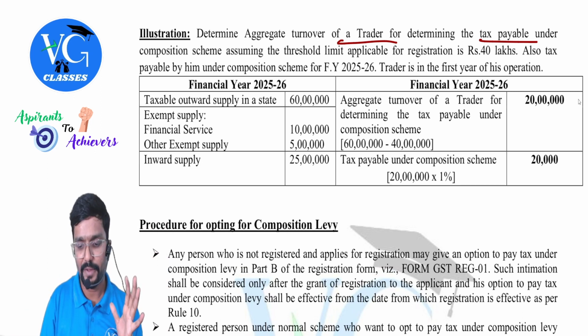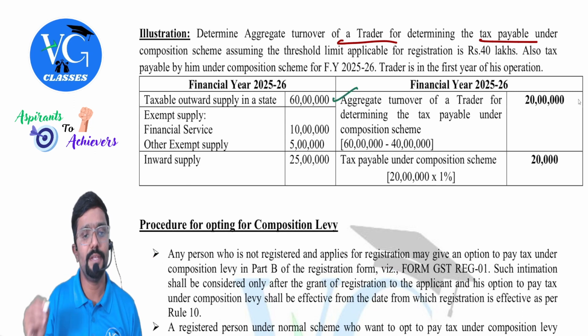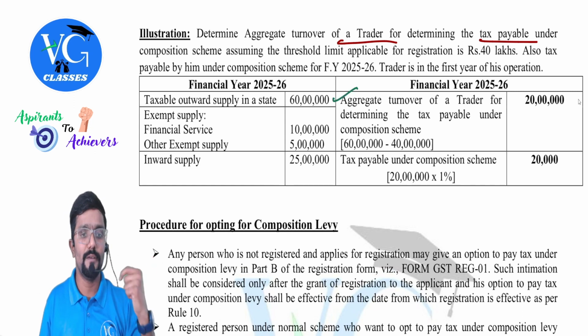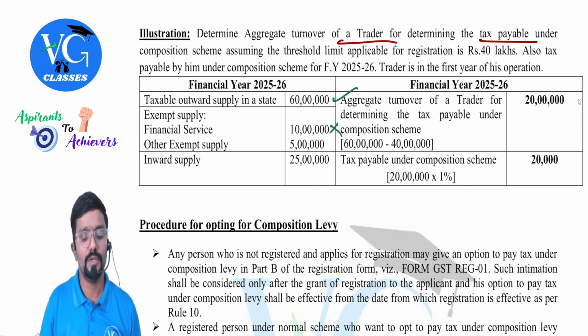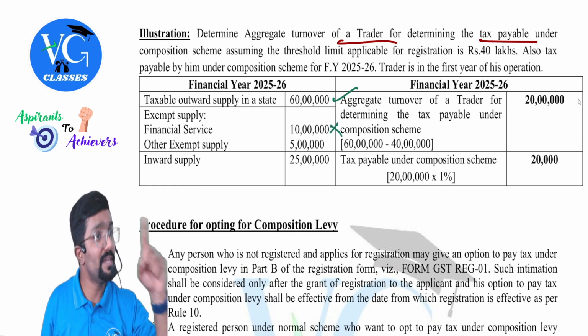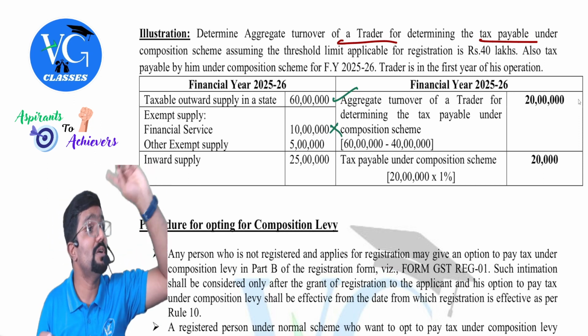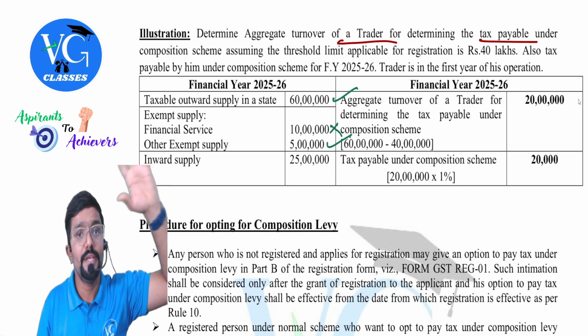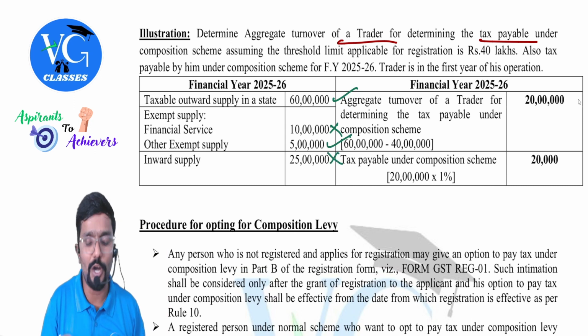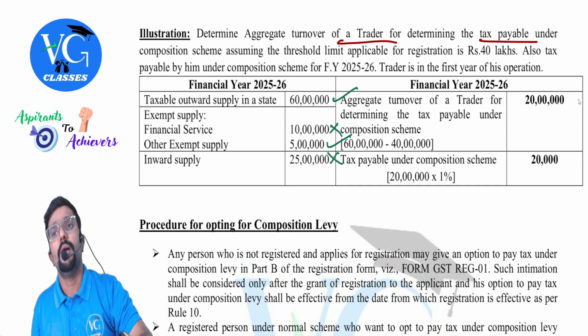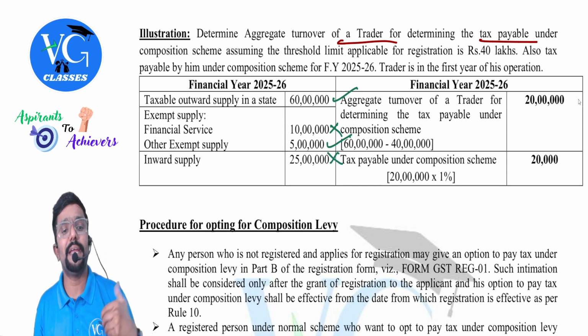One by one. Taxable outward supply should be counted? Yes. Exempt supply under that financial service should be counted? No. Other exempt supply should I count it? Yes. As per explanation 2, I should count it. Inward supply 25 lakh, I should not count it. Okay. So what is the aggregate turnover, guys?